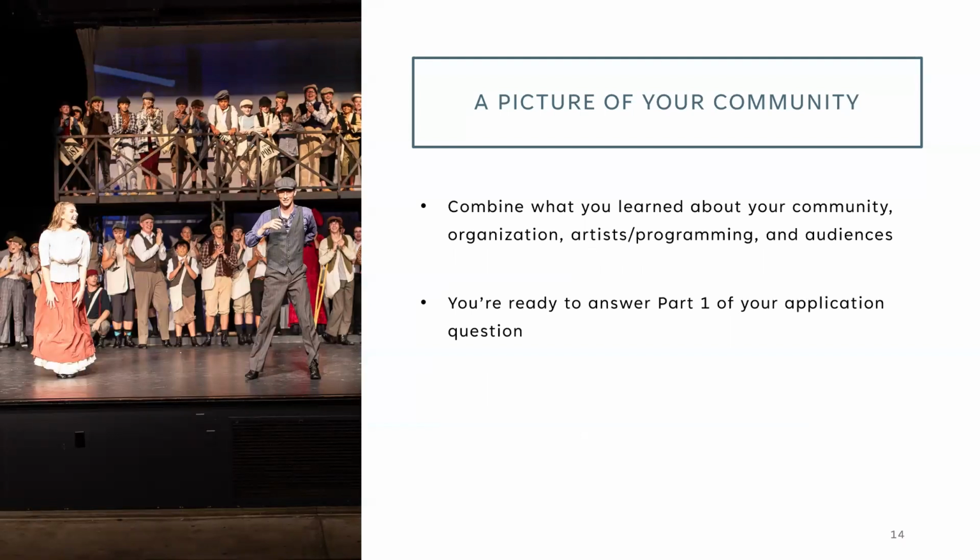So looking at what we have come up with in these two pieces, your community and your specific organization, you should now have a pretty good picture of who might be underserved or underrepresented, and you should be able to describe those groups in the application question. So that should cover part one of your application.